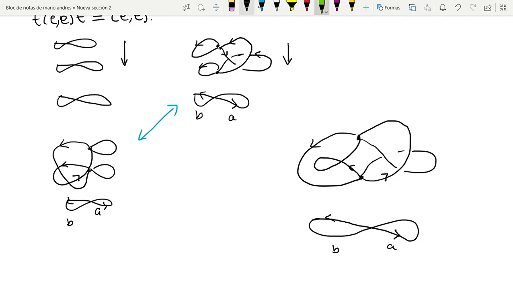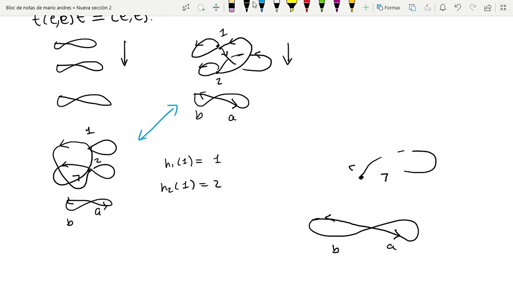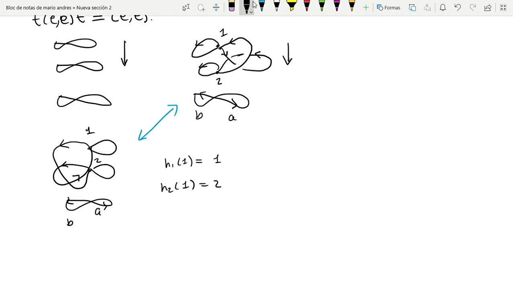Let's number the vertices 1 and 2, right? So the only bijections that we have are h1 that sends 1 to 1, and h2 that sends 1 to 2, right? So let's see that the first one does not preserve the action. I'm going to erase this. Okay, the first one does not preserve the action.